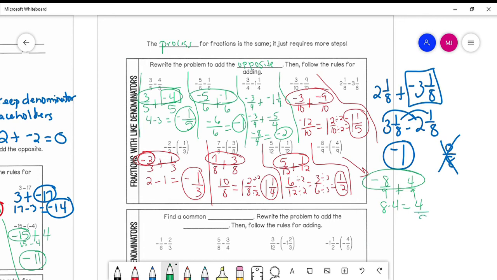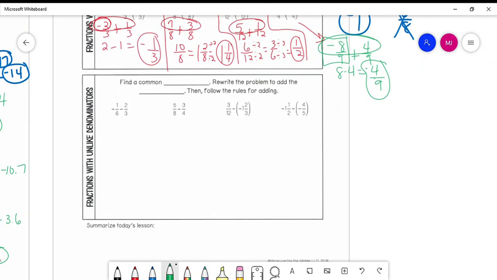Denominator stays the same. Bigger absolute value. It is negative. So the answer is negative 4/9. Alright. Now for the hardest one.